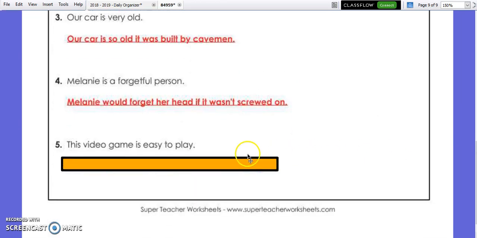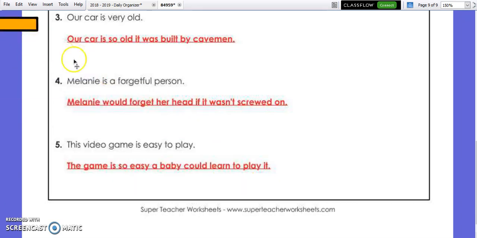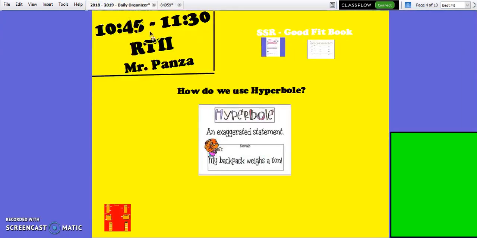And the last one, this video game is easy to play. The game is so easy a baby could learn to play it. Well, they couldn't literally learn to play it, but figuratively, hyperbole, that's how you use it in your writing.